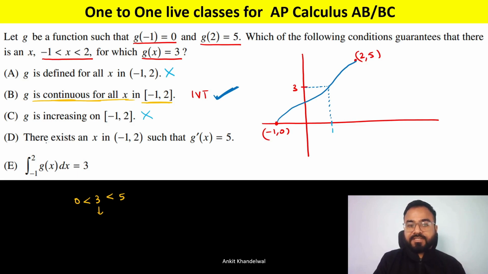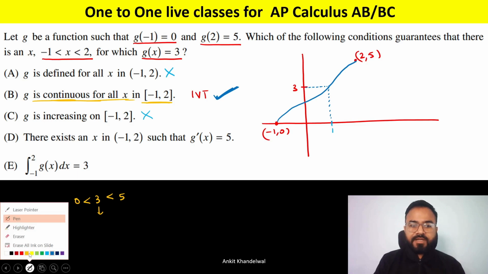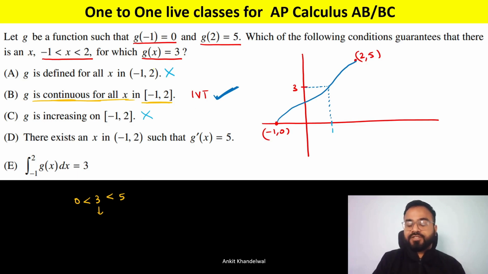Option D says there exists an x in the interval -1 to 2 such that g'(x) is equal to 5. From this we are not getting information about the value of the function, whether there is any value of x at which it is 3. It is saying there is some point between -1 and 2 at which the slope of the tangent is 5. The slope of the tangent is 5, it can be like this, right? Let's say at this particular point the slope of the tangent is 5, but this does not guarantee that it will take the value 3 at some input value. So this is also false.